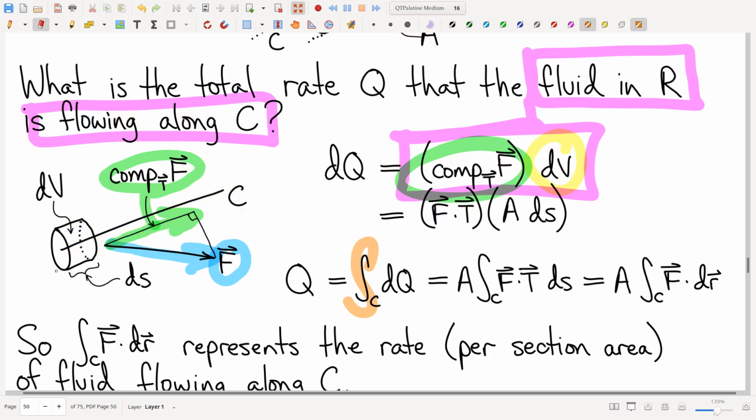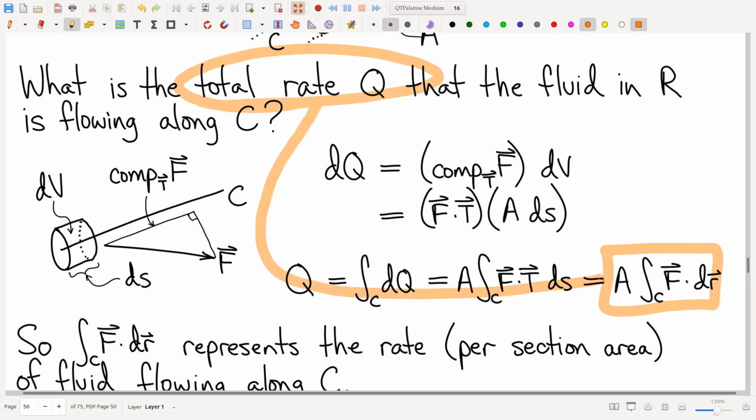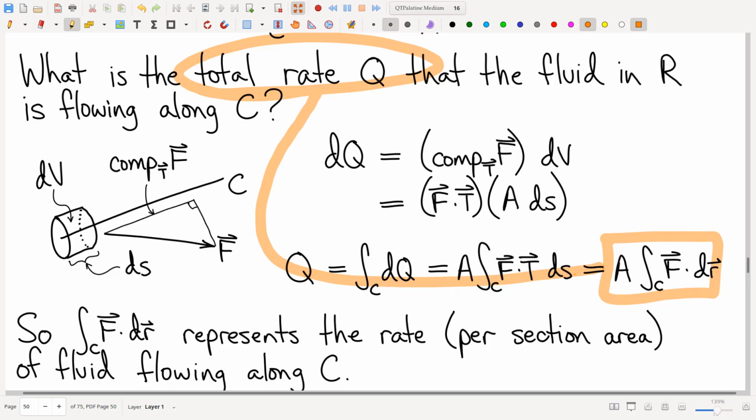So now a lot of this y'all know how to do. Y'all know how to compute components. T is a unit vector, so the component is a dot product. And volume is area times length. Pretty straightforward stuff. And when you throw the integral in there, you end up with this expression right there. So the answer, this total rate Q, there it is. It's the area times the line integral. How about that?